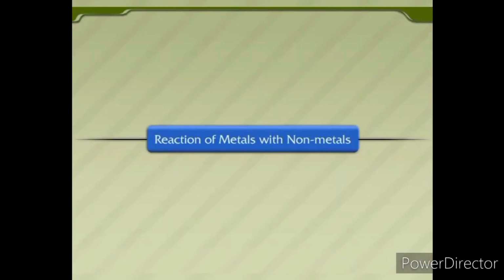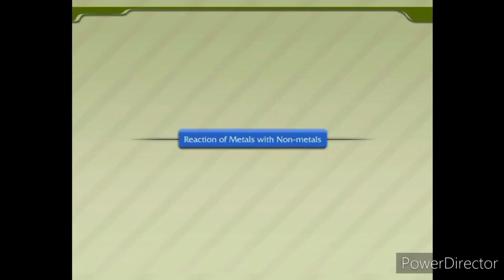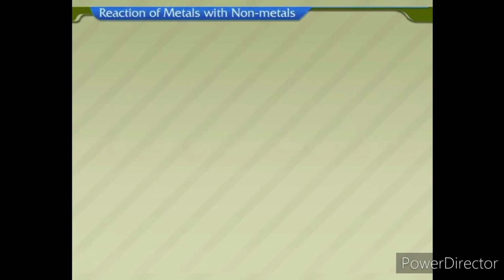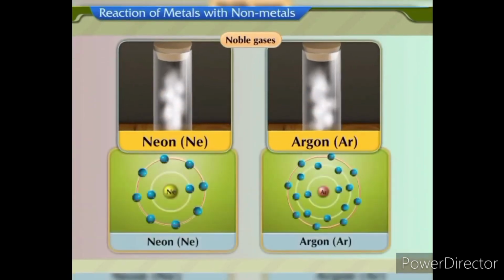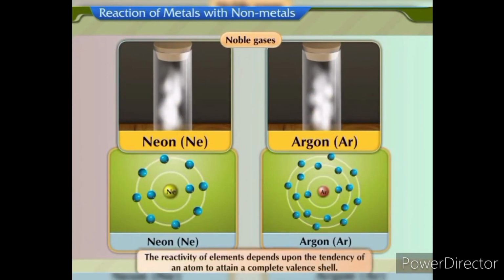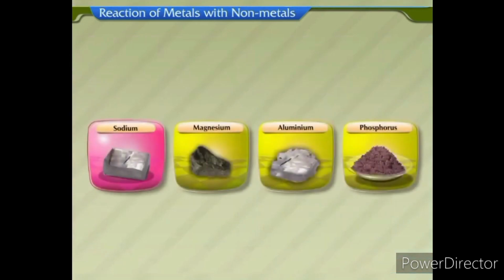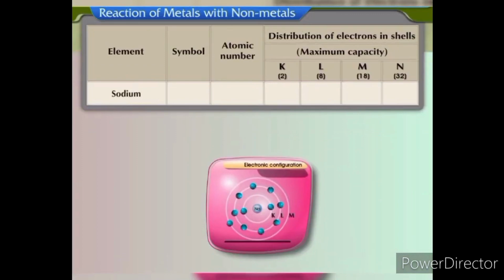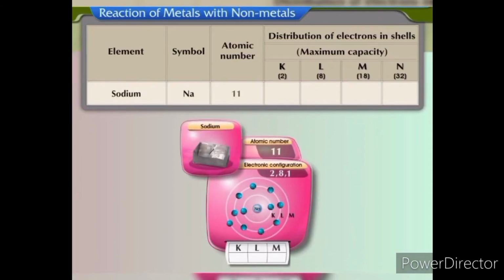Reaction of metals with non-metals. We know that noble gases like neon and argon have a complete valence shell, hence they are not reactive. The reactivity of elements depends upon the tendency of an atom to attain a complete valence shell. Let us discuss the electronic configurations of some elements to help us understand their reactivity and the formation of different compounds. Sodium, symbol Na, atomic number 11.